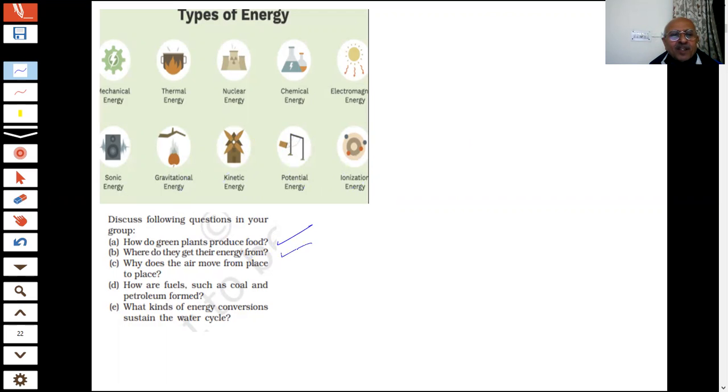So how do green plants produce food? Where do they get their energy from? Why does the air move from one place to another? How are fuels such as coal and petroleum formed? And in the water cycle, what type of energy conversions are taking place? That is a thing for you to think about, and next time you will tell me your answer. Think, that is our question.